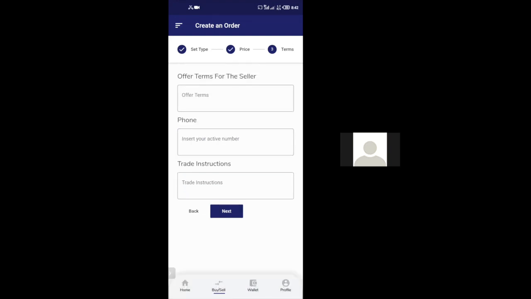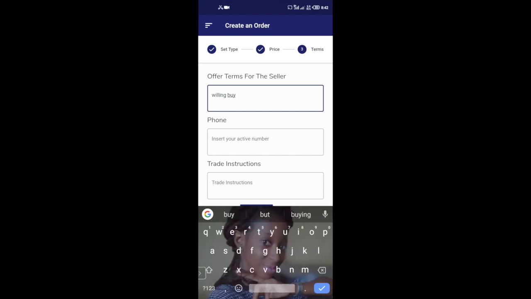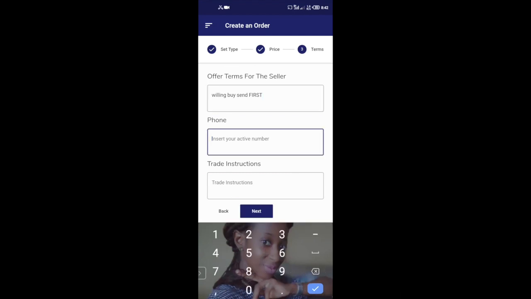Now, what I do is come and create offer. I say, okay, willing to buy, send first, okay? Now, this is my term, okay? I'm saying send first, okay? Let me receive your money first. Then I insert my phone number. I have to put in my phone number. Okay, let's just use this for example. This is my phone number.